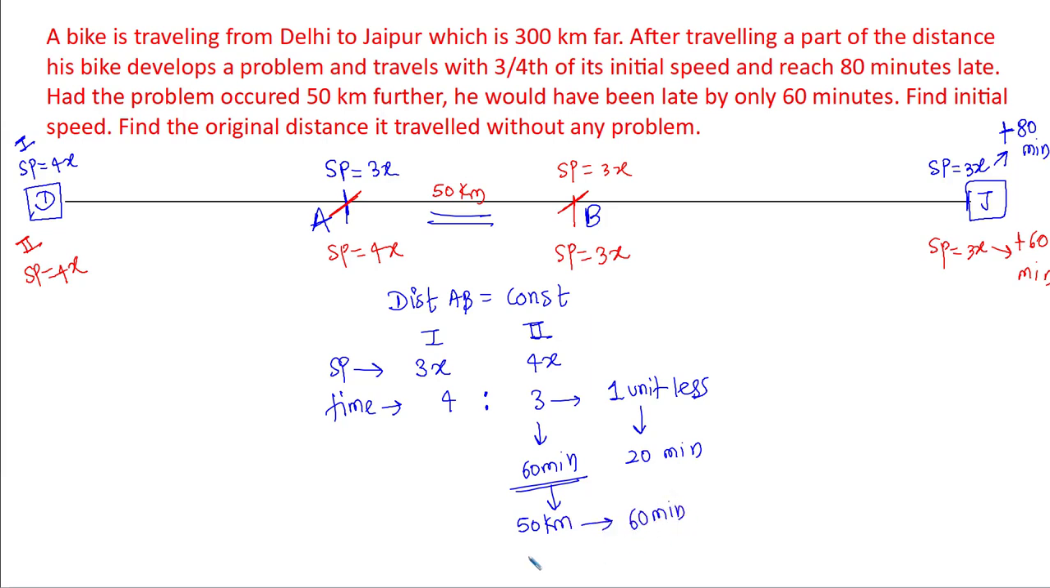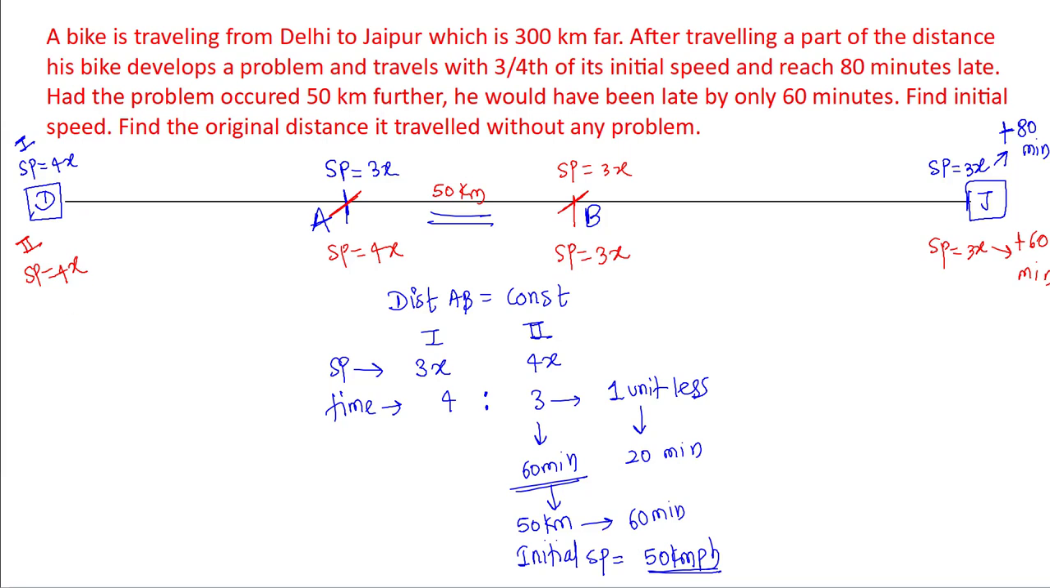In the second case we traveled distance AB with the initial speed 4x. So our initial speed is going to be how much? It is going to be 50 km per hour. 50 km in 60 minutes means 50 km in 1 hour, that is 50 km per hour is our initial speed. Okay everyone, so this is the answer of the first question. Now the second question: we are supposed to find the original distance it traveled without any problem. So let's say original distance means dA.